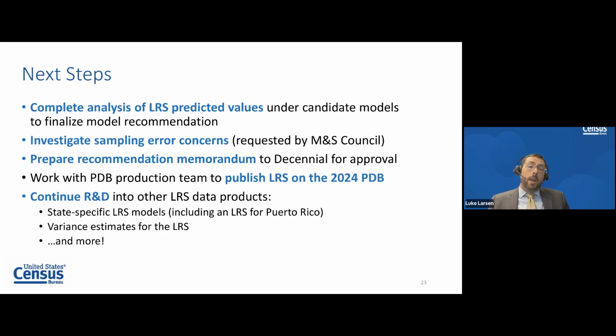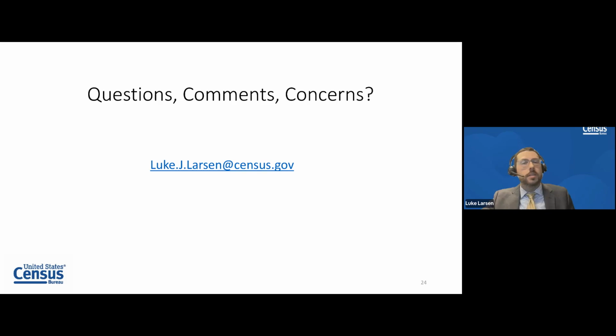Ultimately drafting a recommendation memo for decennial to approve the final method, and then we'll be working with the PDB production team to publish the low response score on the 2024 vintage later this year. And then we have a whole bunch of other R&D as we continue trying to improve our predictive metrics and be able to better inform stakeholders, data users, and field planners for the 2030 census and other survey products.